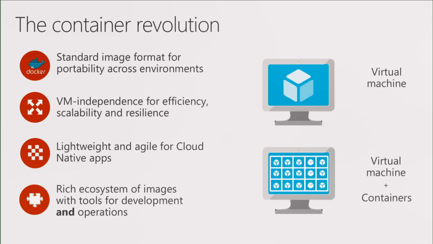This led to the broader container revolution. This talks about this packaging technology that is most commonly known as Docker, but there are lots of other packaging technologies out there. And what's great about it is they're VM independent. So it's very easy to move these packages from one machine or one VM to another. They're also super lightweight and agile. They work in this microservices world that we were just talking about. And there's lots of images and an ecosystem of tools and images for both development and operations that you can take advantage of.